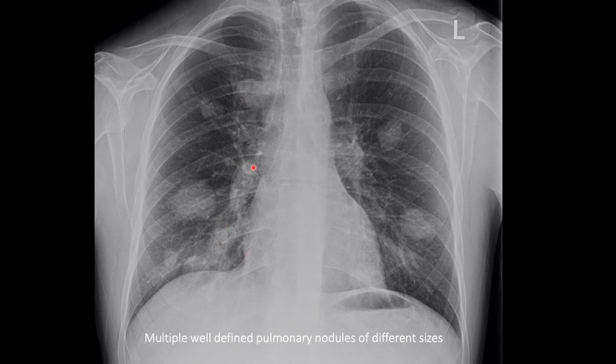And again, remember, you have the hila. So there's some fullness in both hila. And the question is, is this just a normal hilum, or is there one of these nodules projecting over the hilum? So if you want to look at this and describe this, these are multiple well-defined pulmonary nodules, and they're all homogeneous, and they are of different sizes. And they're bilateral pretty much in all lobes of the lung.